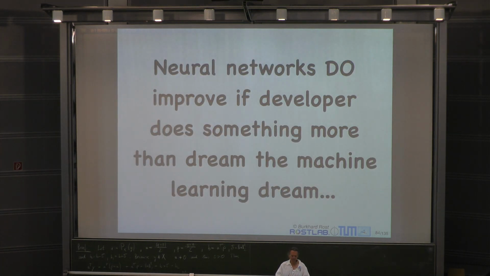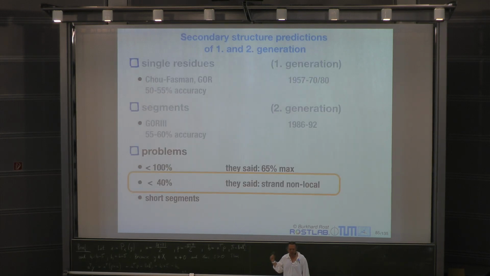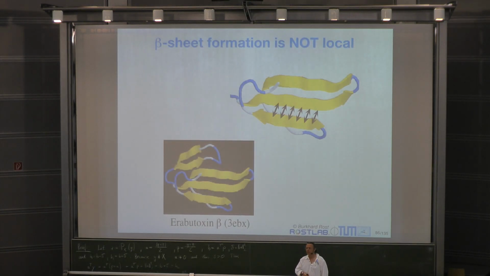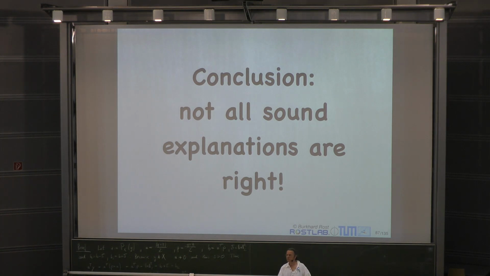So the conclusion from this exercise is that the neural network does improve if you know what you're doing. It clearly does strands better than random, and in fact the statement that strands are not predicted correctly because we have such a local window is just wrong. It makes a lot of sense. Yes, it's true, beta strand formation is not local, but I can use local information and still get the same prediction accuracy. So the propensity that I have in the sequence alone is good enough for that. And the conclusion from that is, sometimes an explanation sounds very, very reasonable and could still be wrong. And this one was wrong. You could prove it wrong.